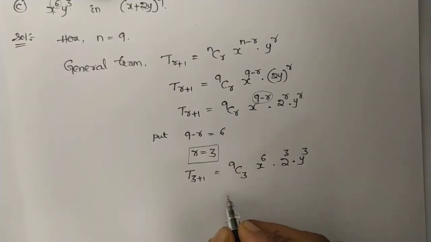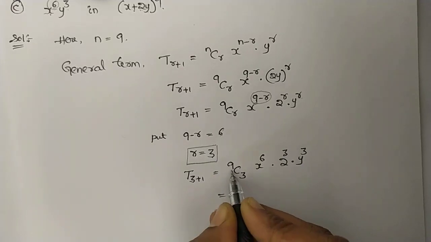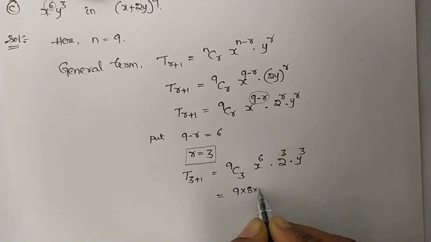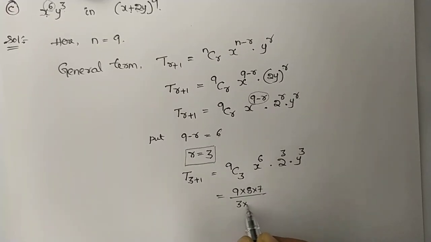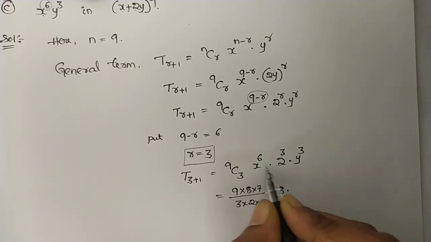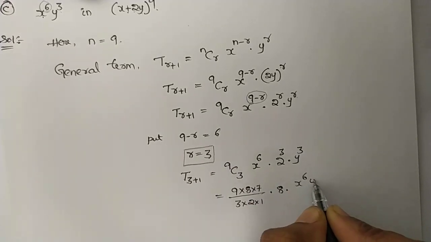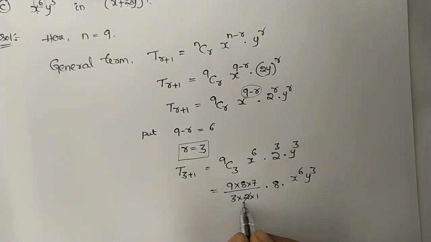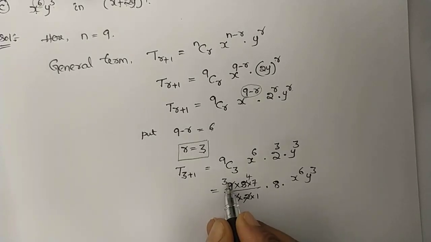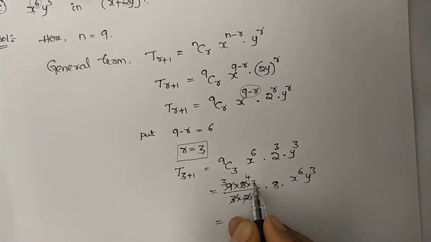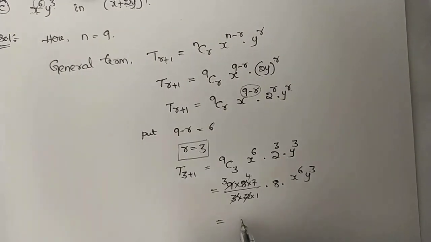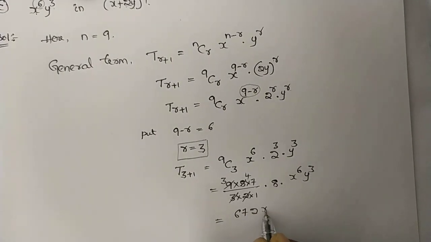Okay. Next let us simplify further. 9C3, how to simplify 9C3? 9 into 8 into 7 divided by 3 into 2 into 1, into 2 cube is 8, into x power 6 y cube. So 2 ones are 2, 2 fours are 8, 3 ones are 3, 3 threes are 9, that is equal to 3 into 4 is 12, 12 into 7 into 8. What is the value? 672 x power 6 y cube.